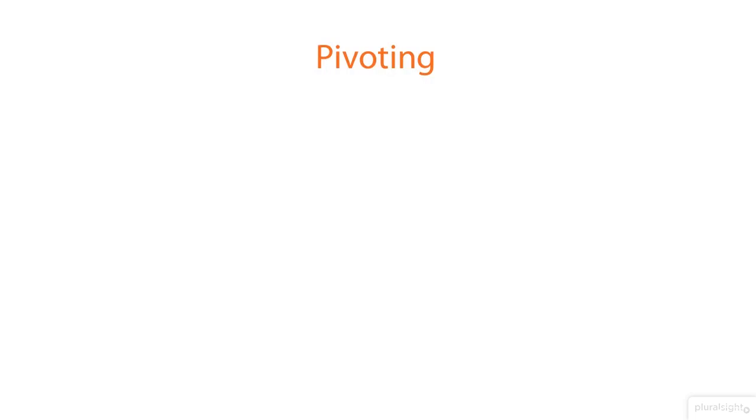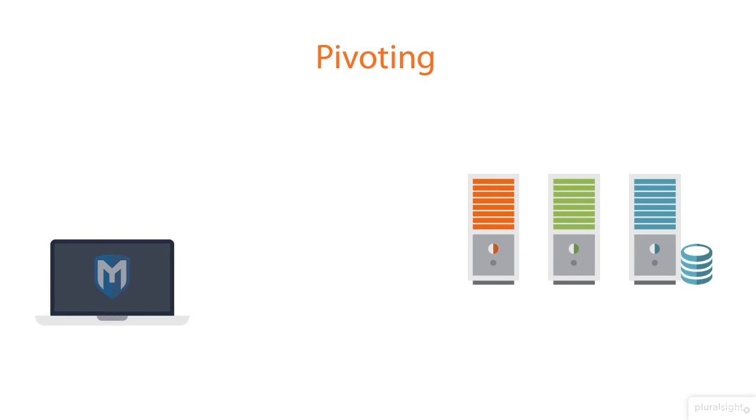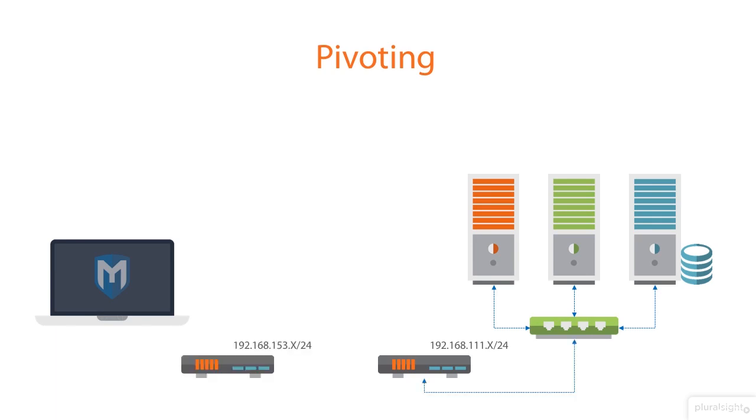First off, let's understand what pivoting is within Metasploit, or just in general. So let's imagine there's us on our machine with Metasploit, and then within a corporate environment, let's say there are some servers or devices that we're trying to gain access to. Those devices are connected to the network of 192.168.111. And then of course we have another network, which is the network we can see, which is 192.168.153. And then in between that is a machine that we'll refer to as proxy.